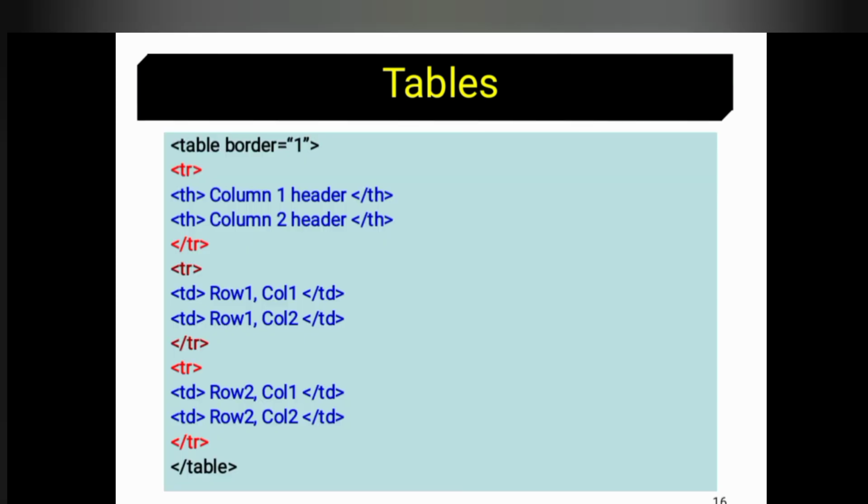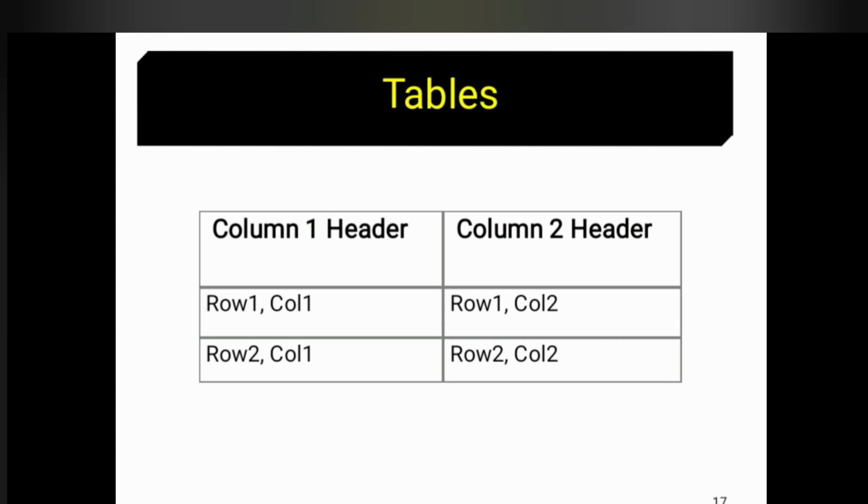Then this is the sample code for tables. Here we mention the table border equal to 1. Then TR for table row. Then TH for table header. Then this is the sample output for this previous program.